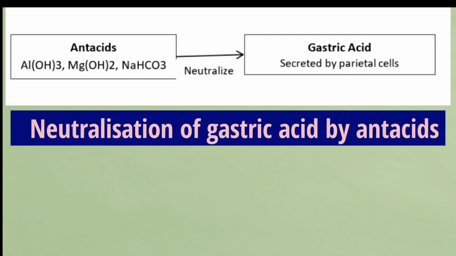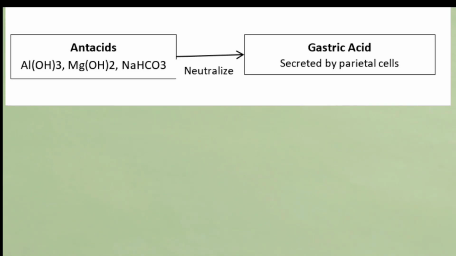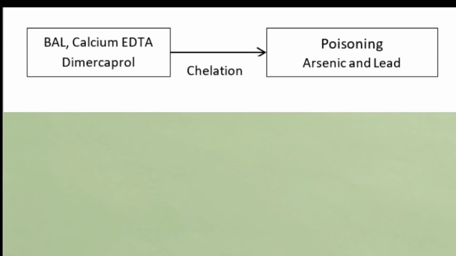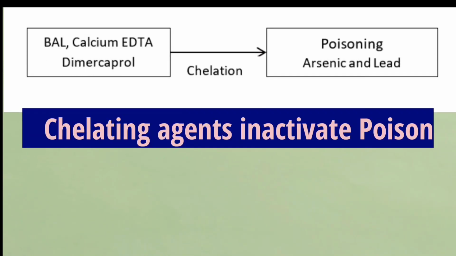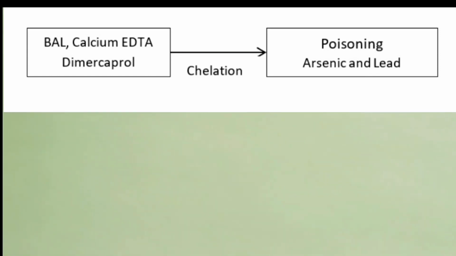The second example, antacids such as aluminium hydroxide, magnesium hydroxide, sodium bicarbonate neutralize the gastric acid secreted by the parietal cells. In poisoning such as arsenic and lead, certain drugs such as BAL, calcium EDTA, dimercaprol have a chelating action on the poison. So they act as chelating agents and are very useful in the treatment of poisoning due to arsenic, lead and other heavy metals.